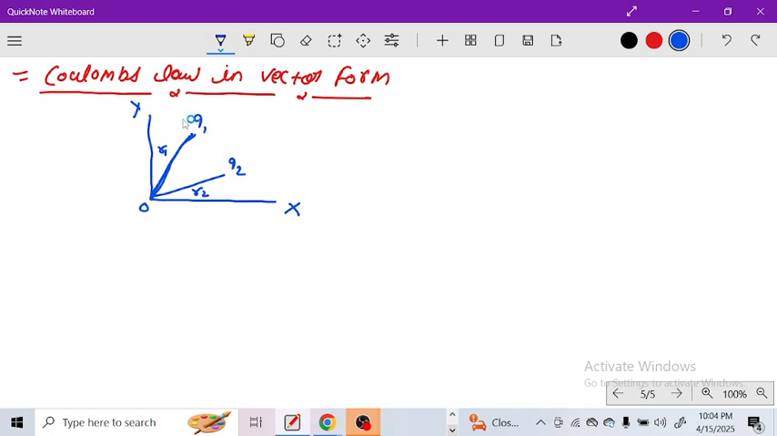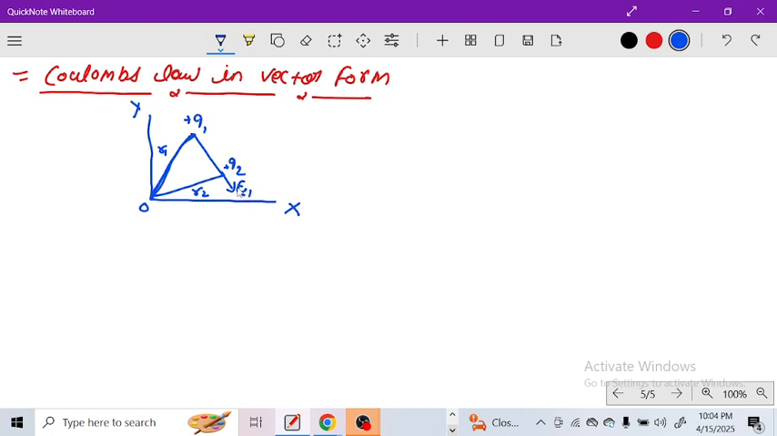Here we are taking two positive charges, Kavya, plus q1 and plus q2. What we see here is that this q1 charge repels this q2 charge. This is the distance between these charges. This is the force on charge 2 due to charge 1, due to charge q1.